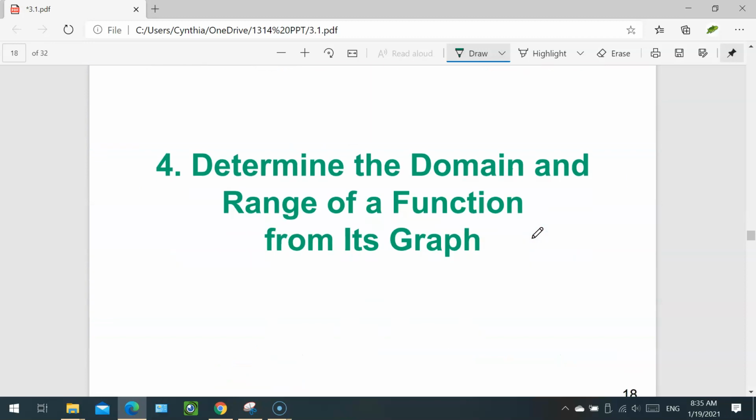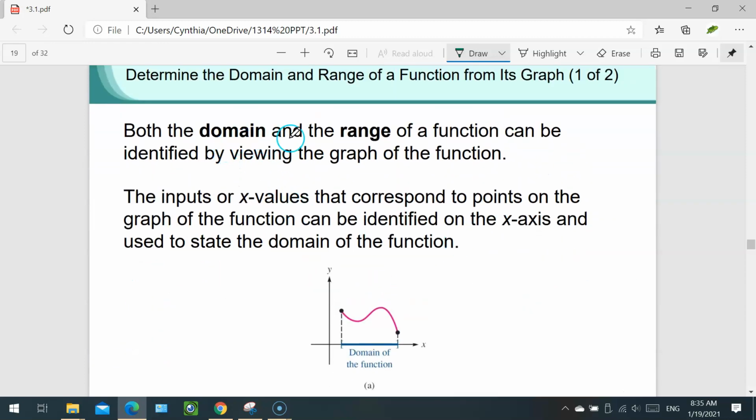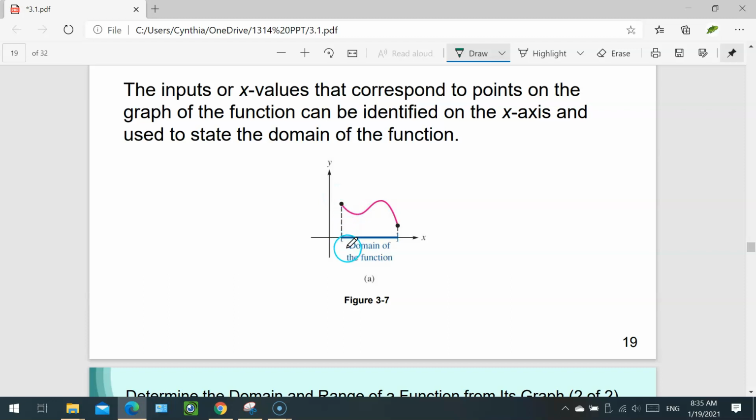So now we are going to continue the part 4, determine the domain and the range of the function from the graph. Both the domain and the range of the function can be identified by viewing the graph of the function. So finding the domain, we just simply look at the horizontal axis, which is your x-axis. That will determine the interval of your domain. Finding the range, we look at the lowest point on the y up to the highest point on the y. So this will be the range.